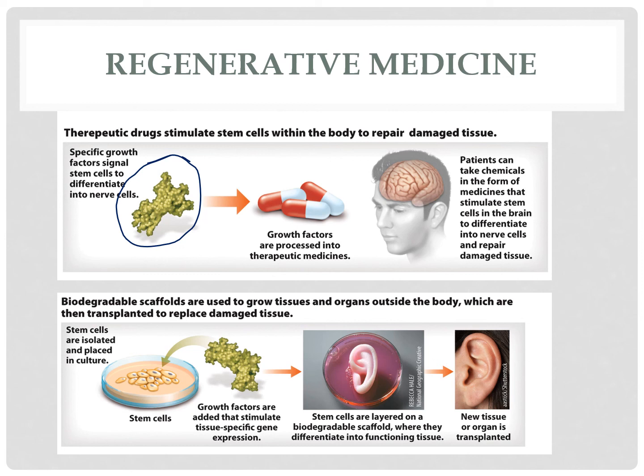And therapeutic drugs have a lot of major benefits, one of them being obviously that it's way less invasive than any sort of surgery or injection. So if you can take oral therapeutic drugs, those are great. We also have biodegradable scaffolds, and we can use these to grow tissues and organs outside the body and then transplant them to replace damaged tissue, which is pretty cool. So you kind of do the same thing. You have stem cells that you isolate, you put into a culture to go through some cell division, and then you add some growth factors, layer it on a biodegradable scaffold. They begin to differentiate into a functioning tissue, and then you can transplant that tissue into the patient.